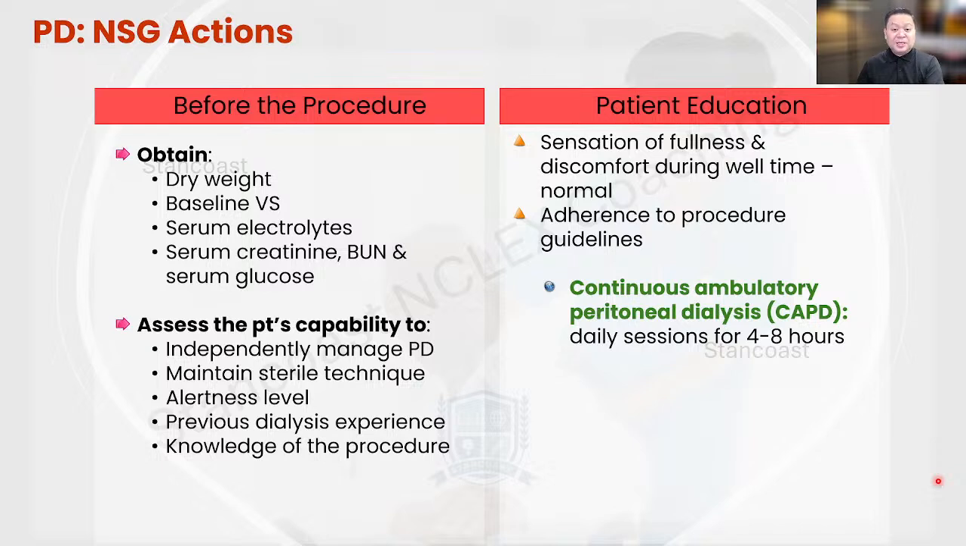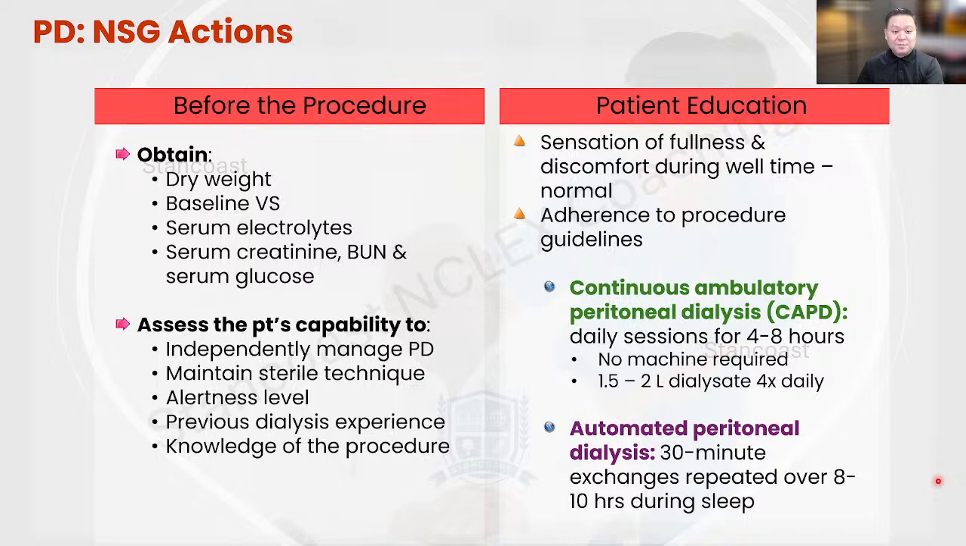And for those patients that may be having the automated peritoneal dialysis, it's quite a bit different, because this is going to involve a much shorter session, about 30 minutes of exchange that will be repeated over 8 to 10 hours while the patient sleeps. And so with this kind of modality, it's all about finding what works best for each patient.